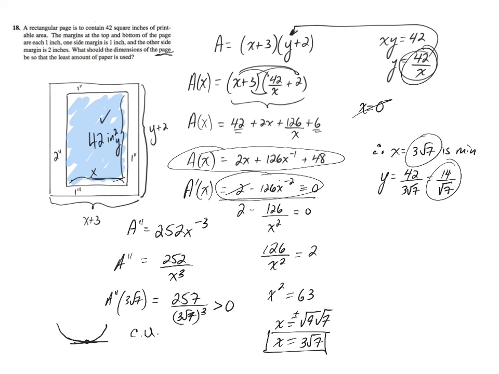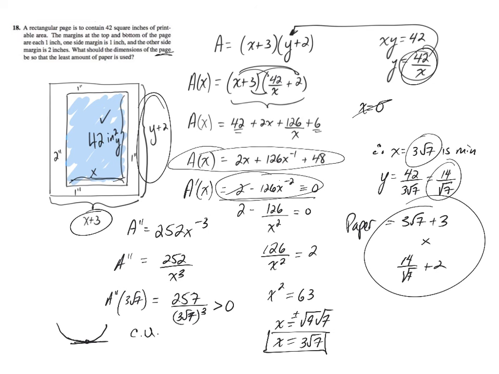But to get the paper, we just have to add 3 to x. So the paper's dimensions, again, is x plus 3. So that's 3 root 7 plus 3. And then the y dimension is going to be 14 over root 7 plus 2, because that's the y dimension. So there are the dimensions of our paper: 3 root 7 plus 3 by 14 over root 7 plus 2.